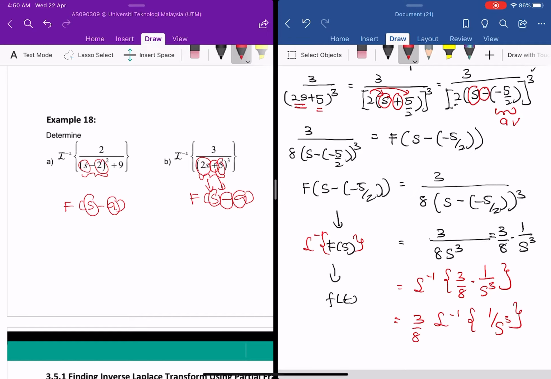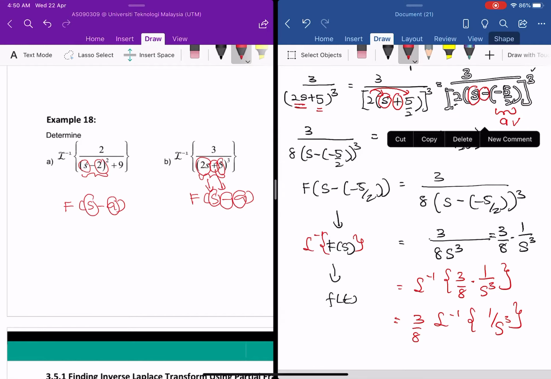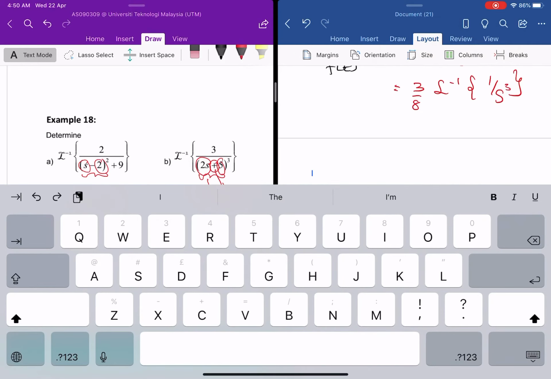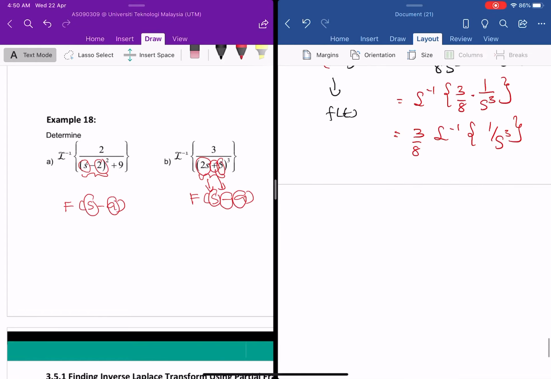Oh, not enough space? Wait for the layout. Layout please, layout. Hurry up. Page. Okay, this one.